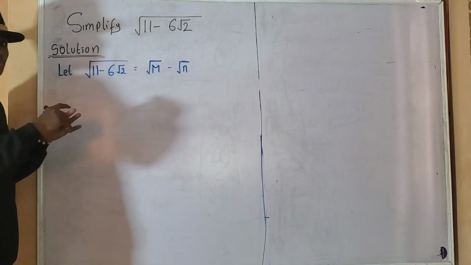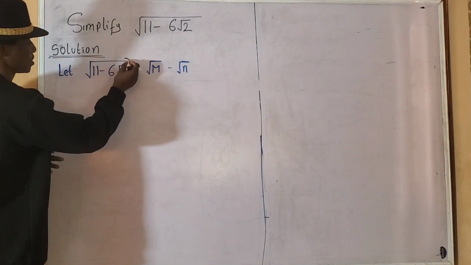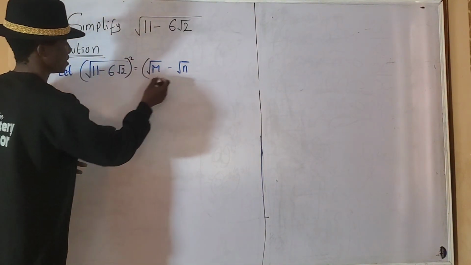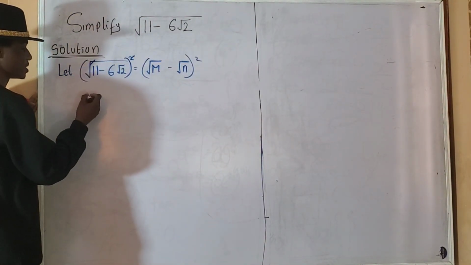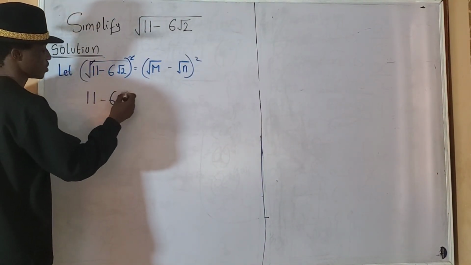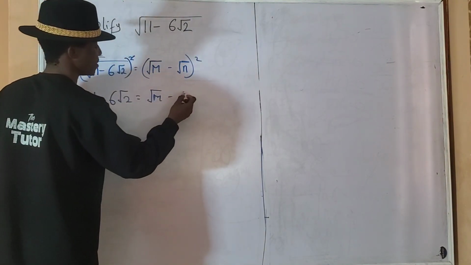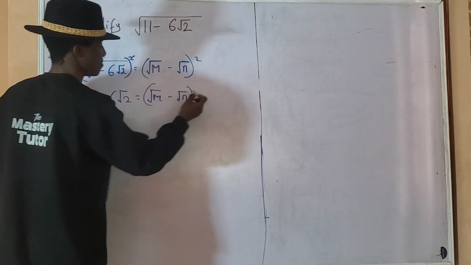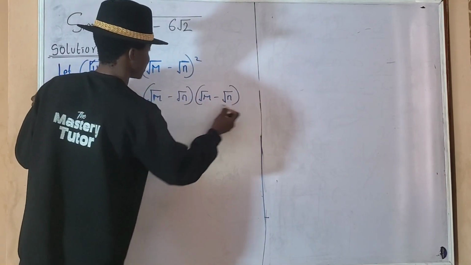Now, the next step, you have to take the square of both sides. So, I'm going to have this squared and this squared. So, this will eliminate this. I'm left with 11 minus 6 root 2 is equal to, now, root of m minus root of n multiplied by root of m minus root of n, right?